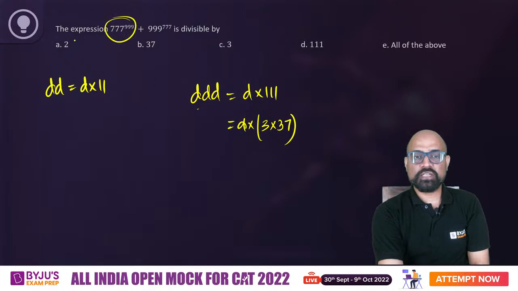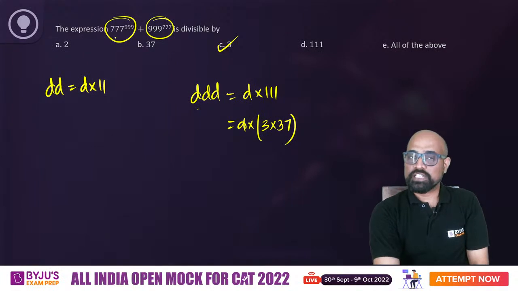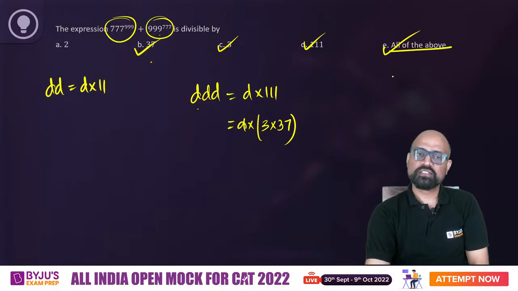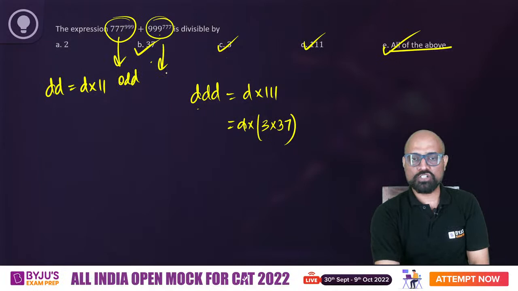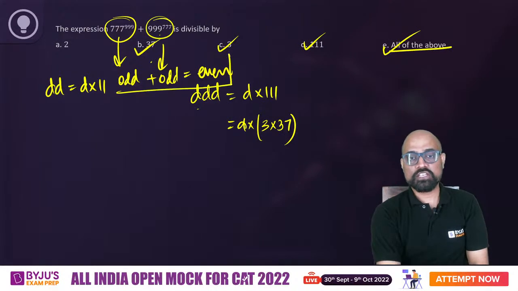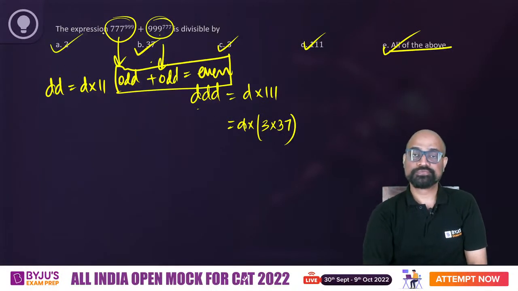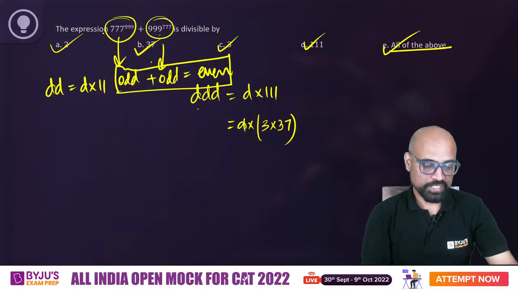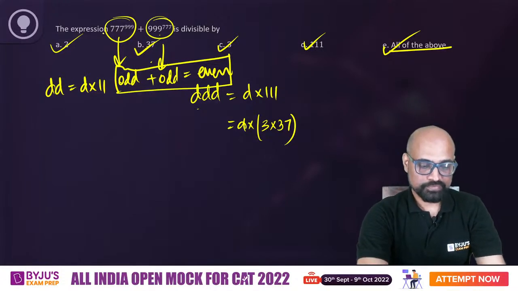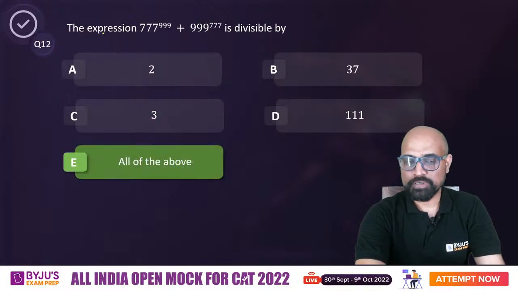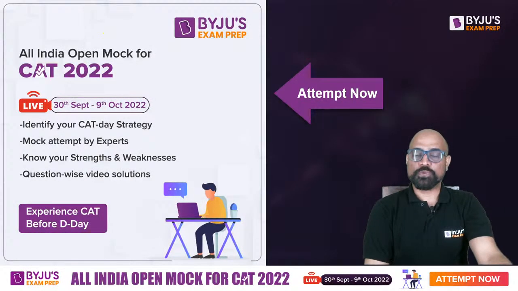So can I say this number is divisible by 3, this number is divisible by 3, so the sum will be divisible by 3. 777 is divisible by 37, 999 is divisible by 37, so the sum will be divisible by 37. Two options are in, the third is also in, so 2 will also come. So all of the above will make sense. Because this is going to be odd and this is also going to be odd. Odd plus odd will result in even. That means the overall sum is going to be divisible by 2 also. All of them.